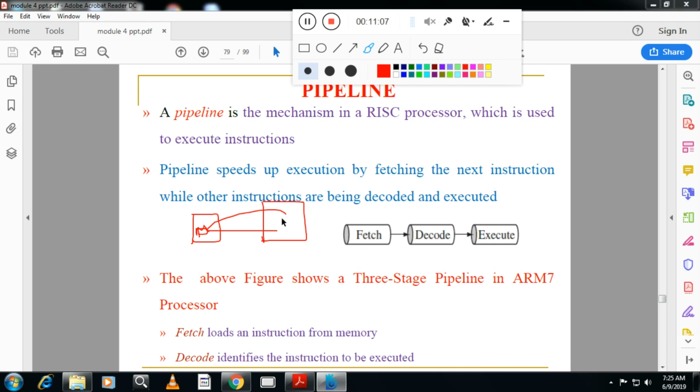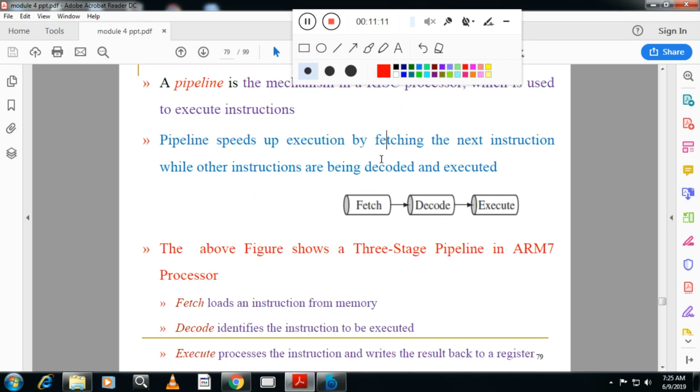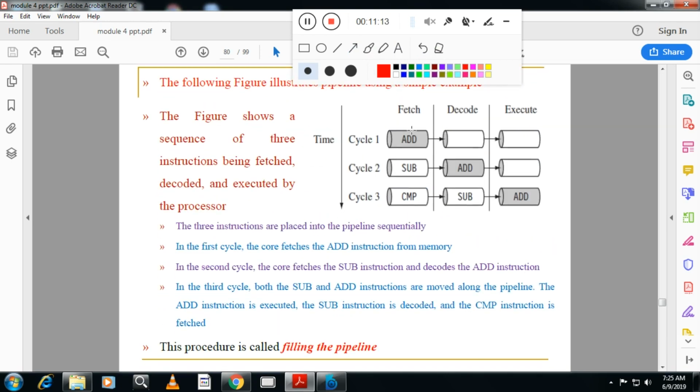Let me show you the 3-stage pipeline now. You can see here the 3-stage pipeline. During cycle 1 an instruction is fetched, and during cycle 2, the first instruction is in the decode stage. It will fetch the second instruction, SUB. In cycle 3, the first instruction is in the execute stage, the second instruction is in the decode stage, and it will fetch the third instruction.